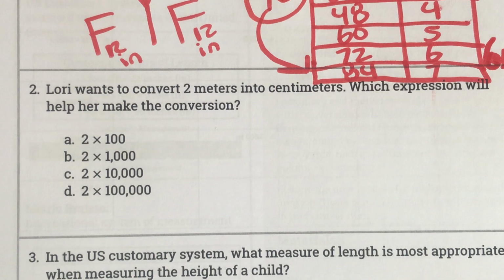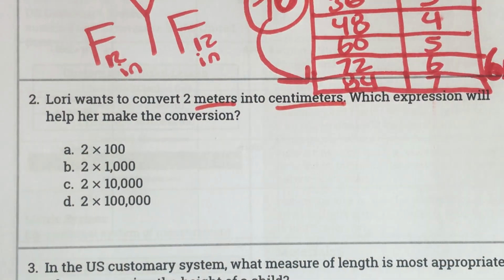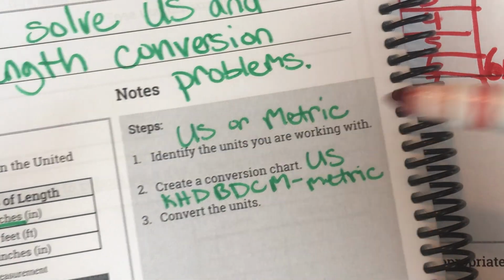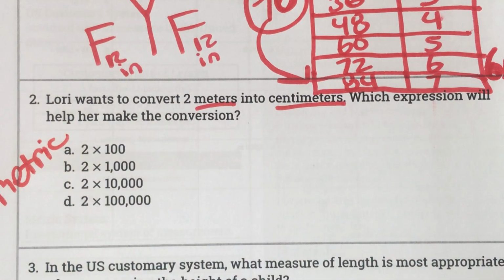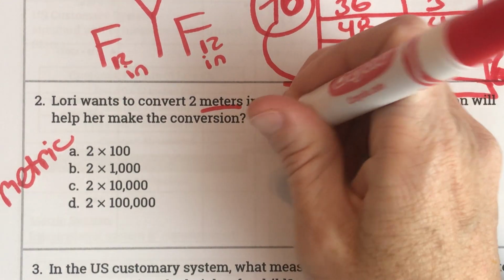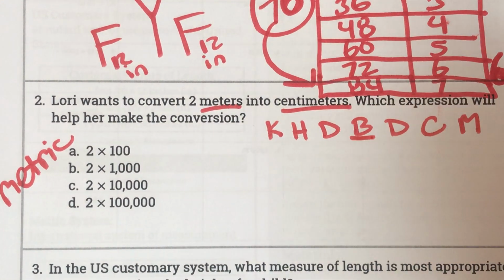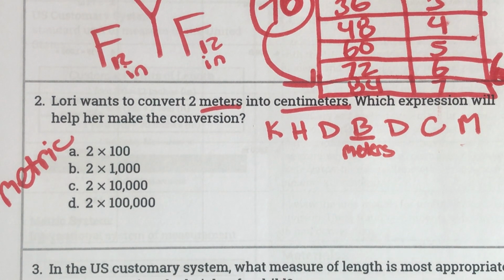Okay, let me look at another one. This time it says, Lori wants to convert 2 meters into centimeters. Which expression would help her make the conversion? Step 1 says, let's look at our steps. US or metric? Are meters and centimeters metric? Hopefully you said it is metric. Now my step 2 says, what tool am I using? A chart is for US, King Henry's for metric. So let's do King Henry. King Henry died by drinking chocolate milk, and my base measurements are meters, liters, and grams, but for length it's meters.